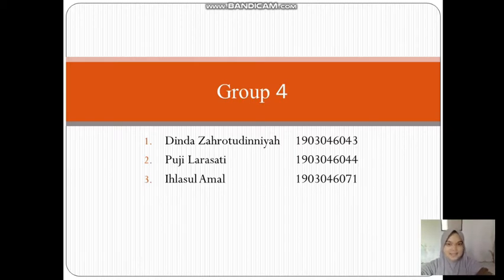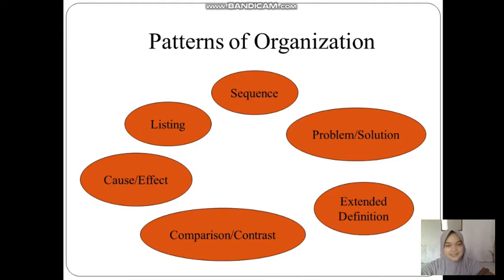The topic is patterns of organization. There are 6 common patterns which are often found in the paragraph in English. The first is listing. Second is sequence. Third is problem and solution. Next, cause and effect. Next, comparison and contrast. And the last, extended definition.